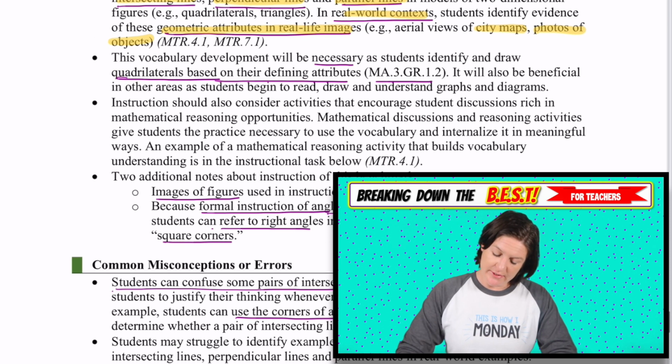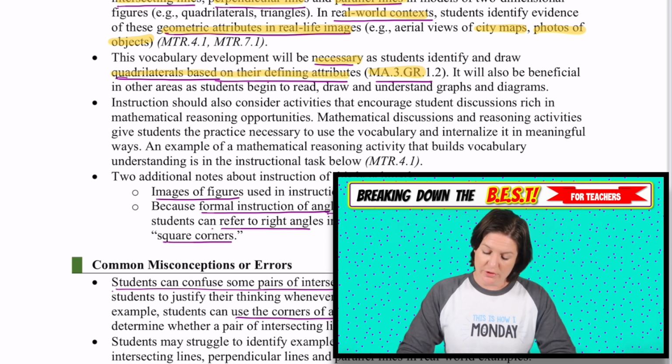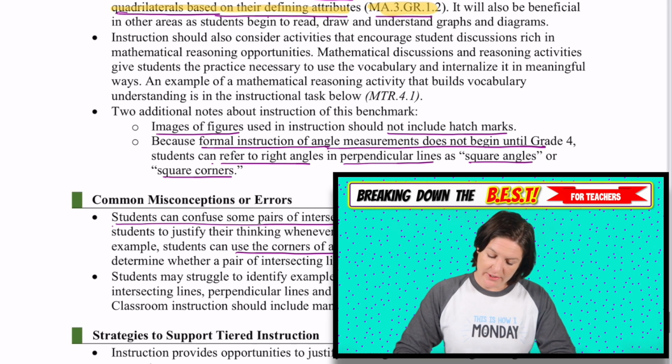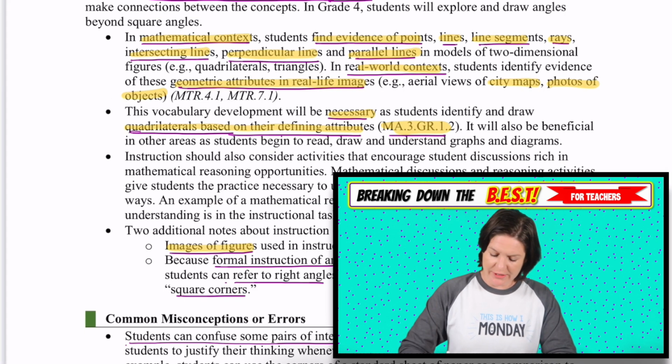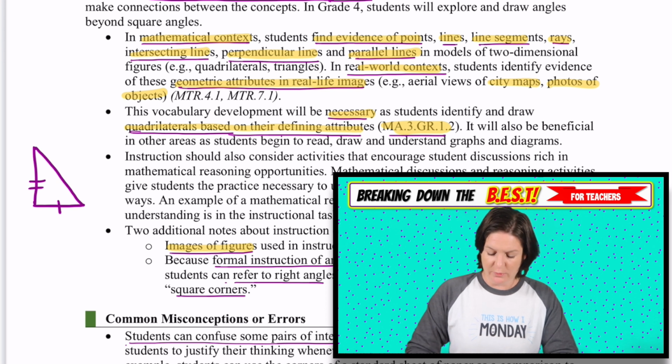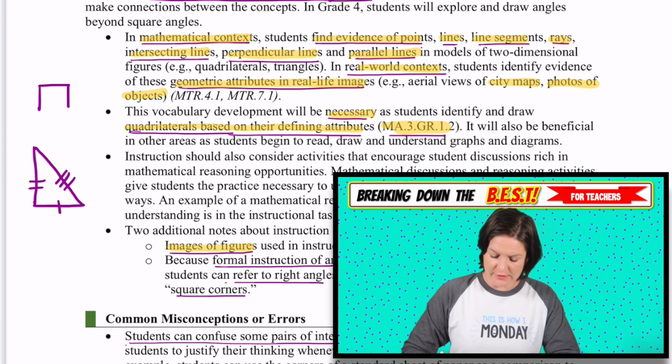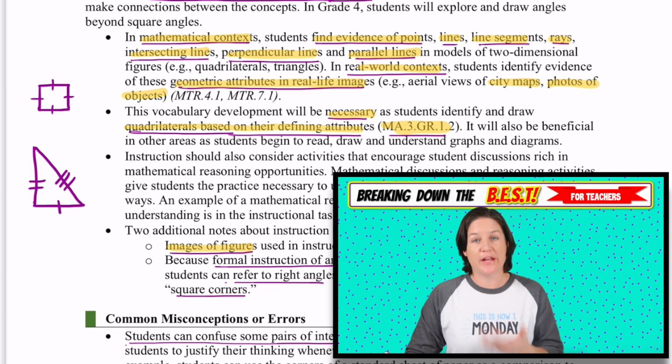Here they mention that the standard is necessary because of the next standard, the quadrilaterals, which is great that they mentioned it there. And it's important to note that it says images of figures should not include hatch marks. When they're talking about hatch marks, I believe what they're referring to is marks saying that this side is a different size than that side, which is a different size than this side. But in a square, for instance, we would have all the same size. So these are considered hatch marks.